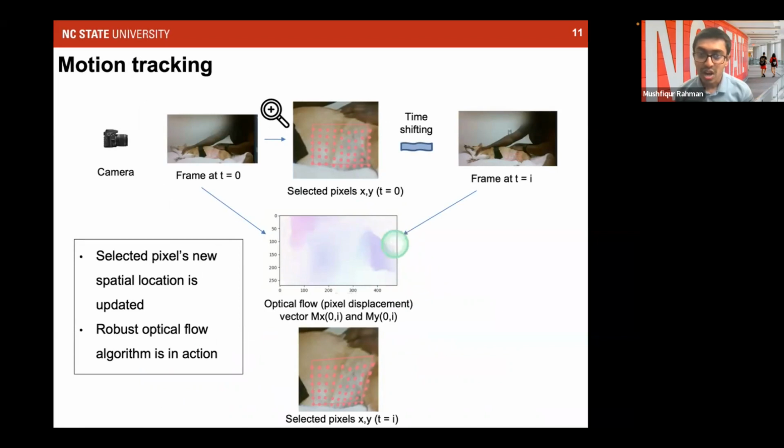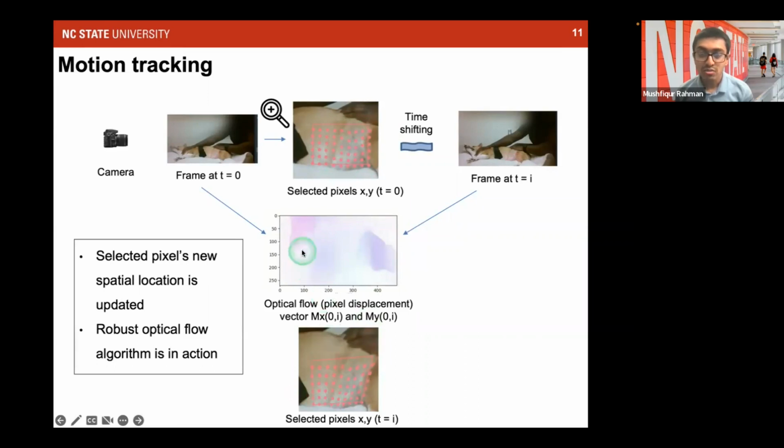Again, we select a bounding box at the first frame of the video, but as we move forward in the video, the frame at t is not the same as the frame at t equals 0. So the positioning of the region of interest will change, and so we need to update the positions of the pixels.